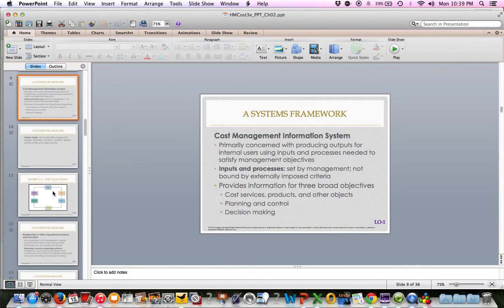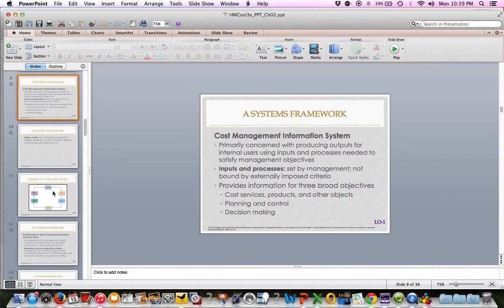For cost management, though, it's a little bit different. Now we're primarily concerned with outputs for internal users, using inputs and processes needed to satisfy management's objectives. Basically, management needs to be continuous in making decisions about how to run the business, so we need to design reports to give management the information that they need. We're not bound by rules from the SEC or the FASB or anybody else. We can slice and dice and crunch the numbers the way we want to, because this information is just staying internal. We're not giving it to outside third parties. It's just internally generated to help us make decisions.